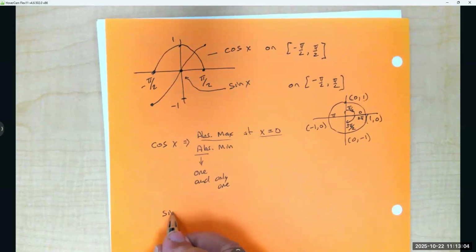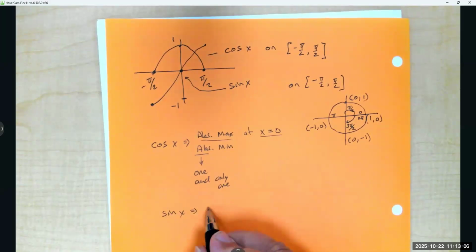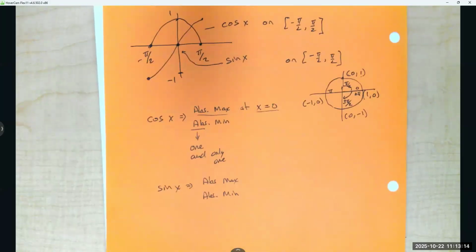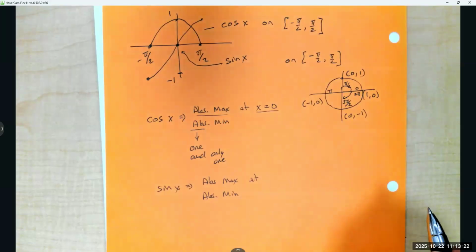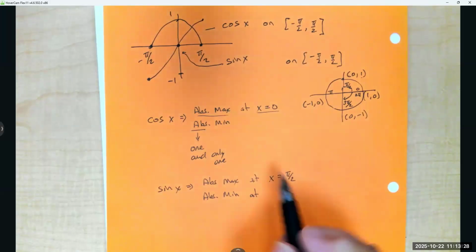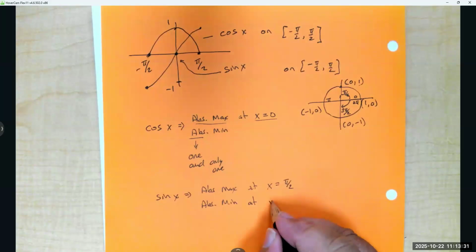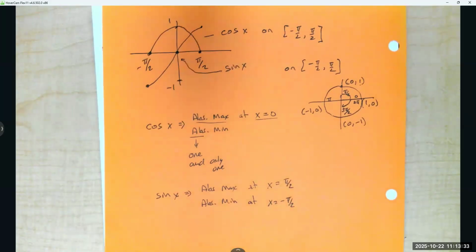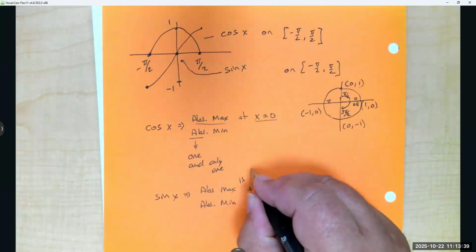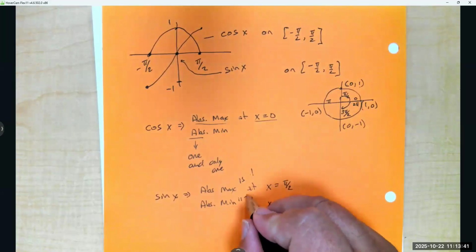How about the sine? Do we have an absolute max? Absolute min? Yes. Yes and yes. So we have an absolute max at x equals pi over 2. And then we have an absolute min, which is the lowest point, at x equals negative pi over 2. So the maximum is positive 1 at that, is negative 1 at that.